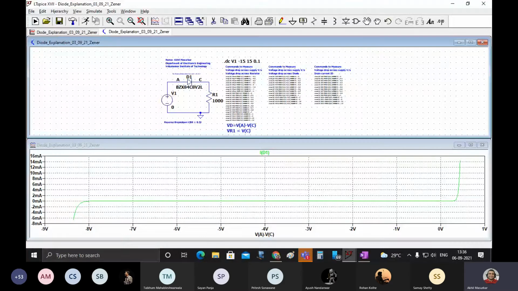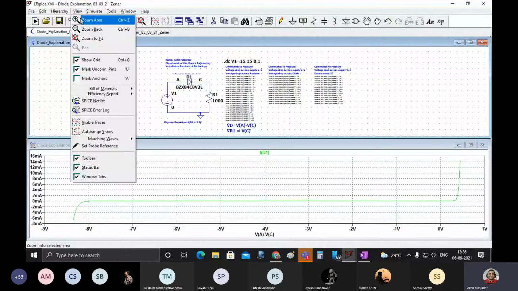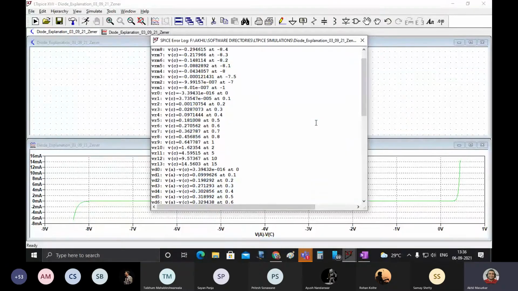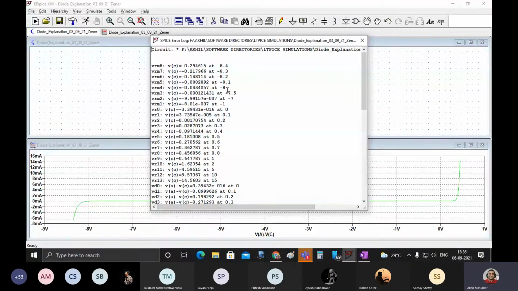So you should get the same characteristics, but this time if you go to the SPICE error log, you should be able to see the entire range of voltages, and here you can see at 8.2 volts or beyond 8.2 the current changes. So there is a steep change in the value of current beyond 8 volts, otherwise the current is more or less constant.